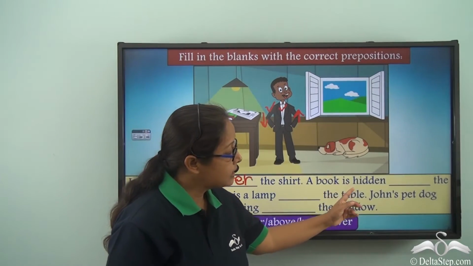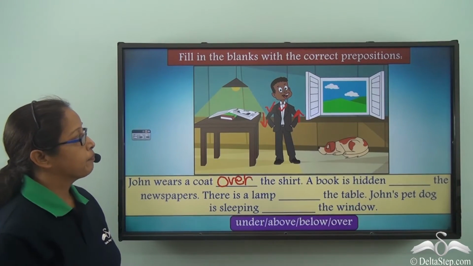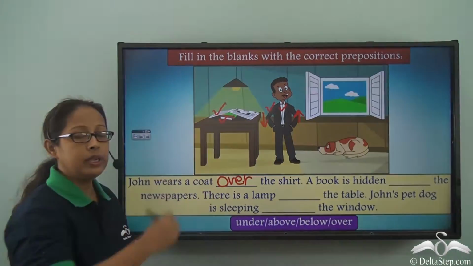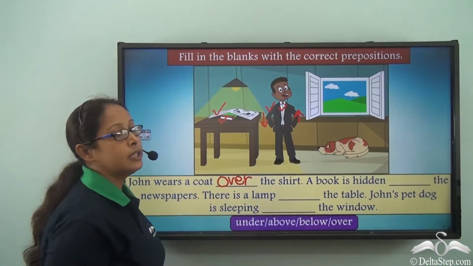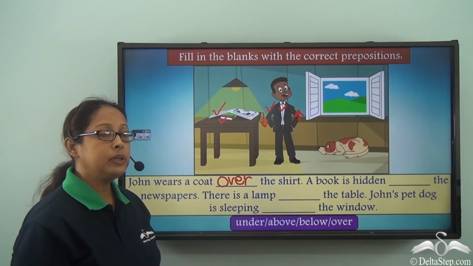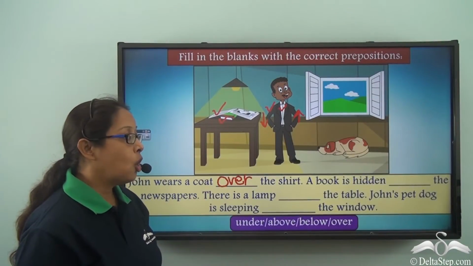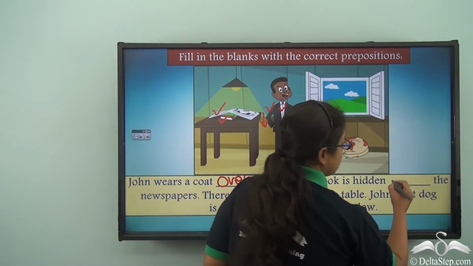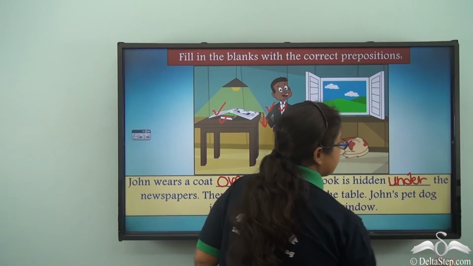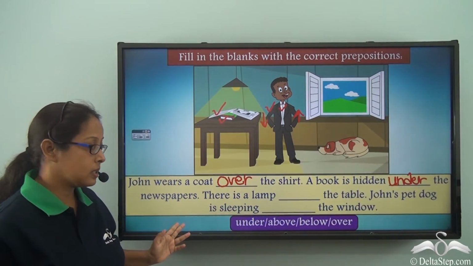A book is hidden, dash the newspapers. The book is here and we can see that the newspapers are here. So here is the book and these are the newspapers. So the book is directly below the newspapers and in a way the newspapers are covering the book. So we are going to use under in this case. A book is hidden under the newspapers.